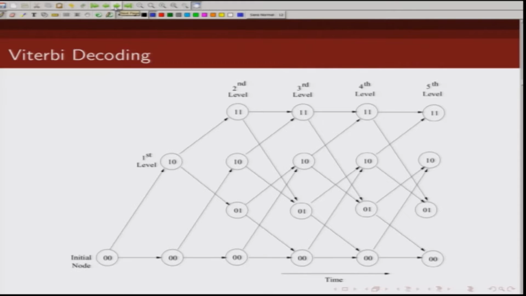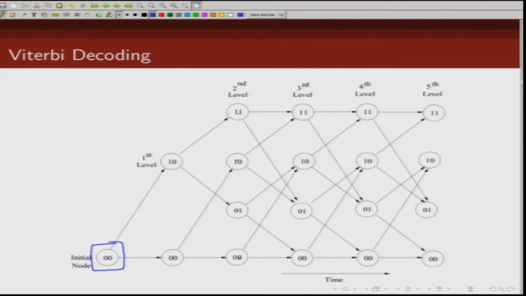This is just an example of a trellis of a convolutional code. Initially, as I said, we start off with all 0 state. The encoder is assumed to be in all 0 state. In this particular example the number of states is 4. You can see 0 0, 0 1, 1 0, 1 1. These are the 4 states. I am denoting them by 0 0, 0 1, 1 0 and 1 1.